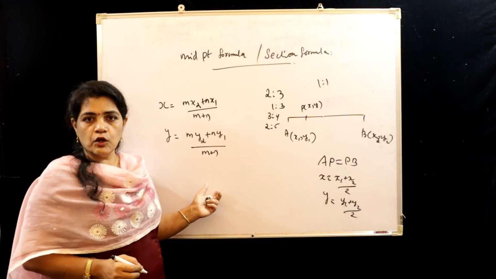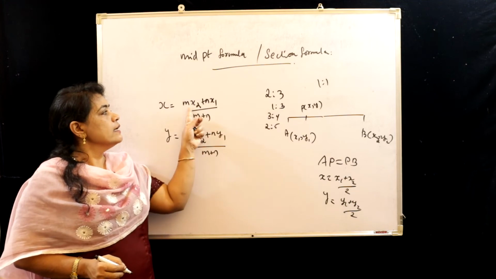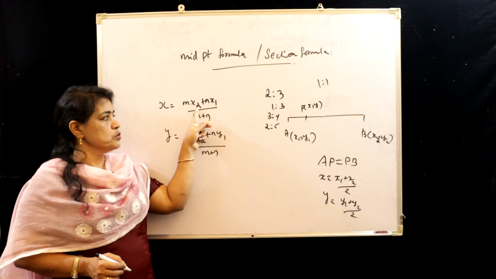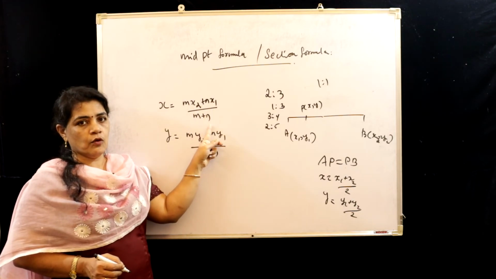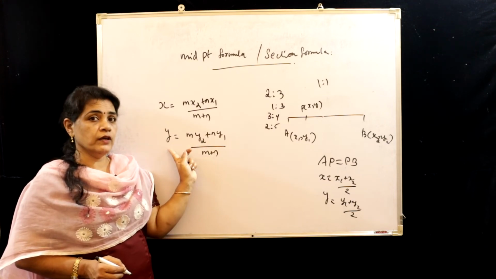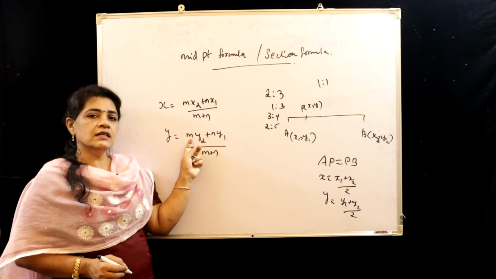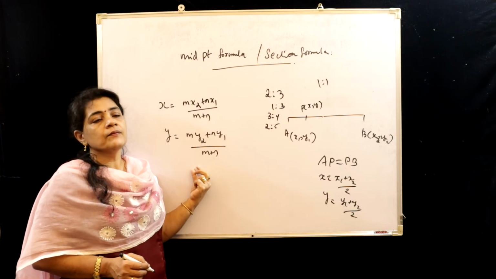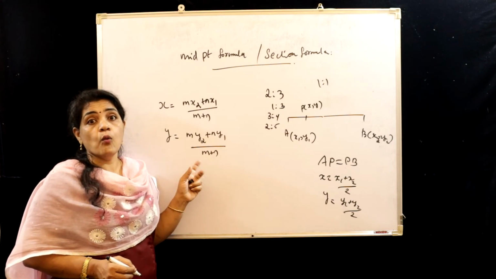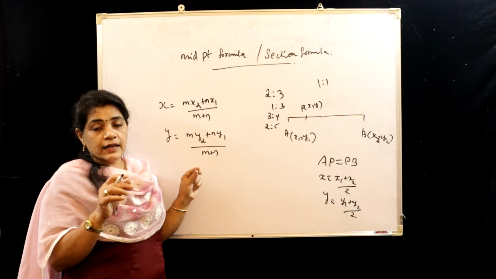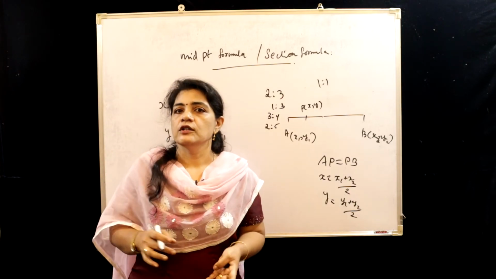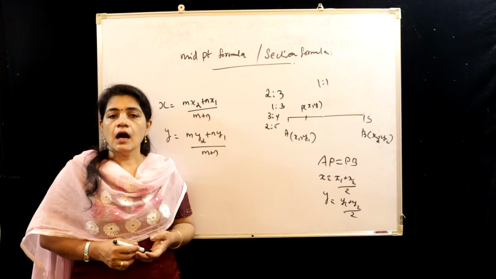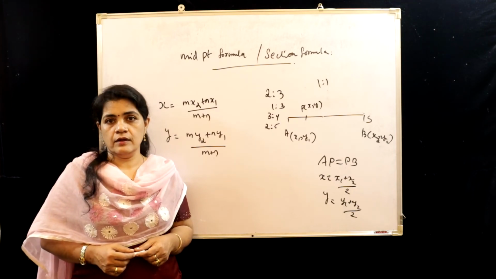In both cases, the denominator is the sum of the ratio. If we need x, there is no y value: m into x2 plus n into x1, divided by the sum of the ratio. Here also, for y, it is m into y2 plus n into y1, and the denominator is the sum of the ratio. This is how we can easily get the x value and y value. If the point P is not the midpoint, you have to use the section formula to get the required point.